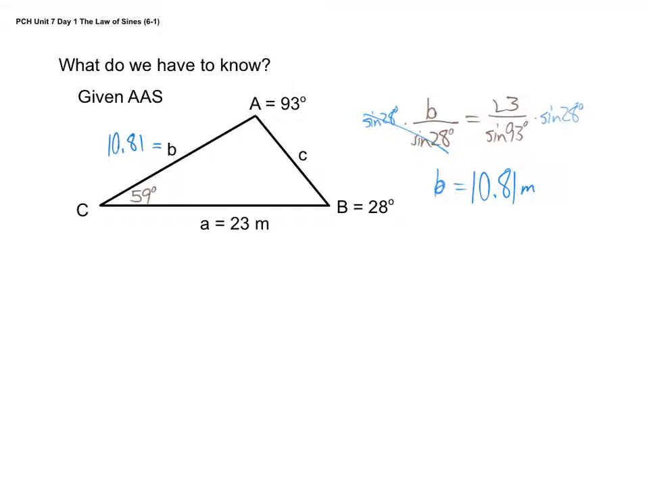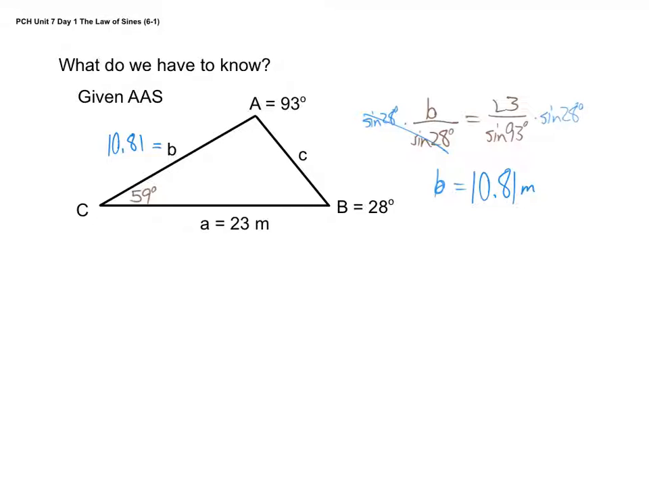I said a mistake could also be the person trying to use sine of 59 equals C over 23, if you don't pair them up correctly. Trying to make it opposite over hypotenuse or something. You cannot use any right triangle stuff when you don't have a right triangle. And I know that's kind of obvious when you say it, but it's very easy to accidentally do.